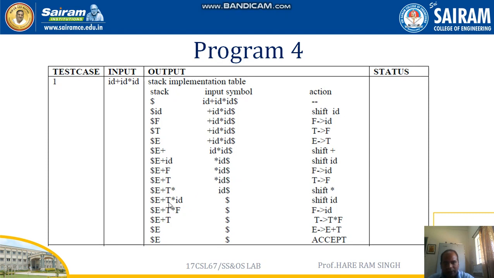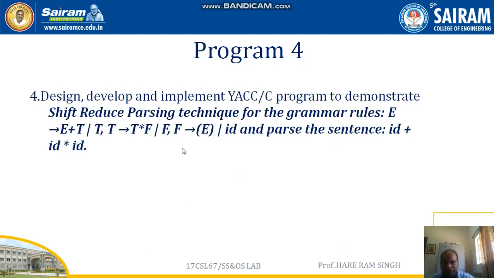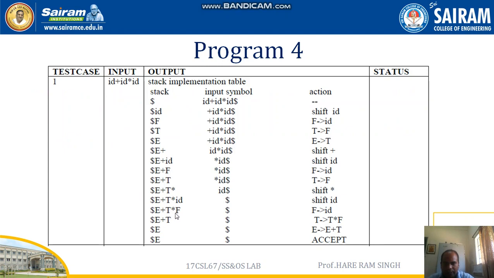Next, whatever is left is ID, so ID is shifted, shift ID. In the input symbol only dollar is left. So ID can be replaced by F, and T into F can be replaced by T. Let us see the grammar. T into F can be replaced by T.